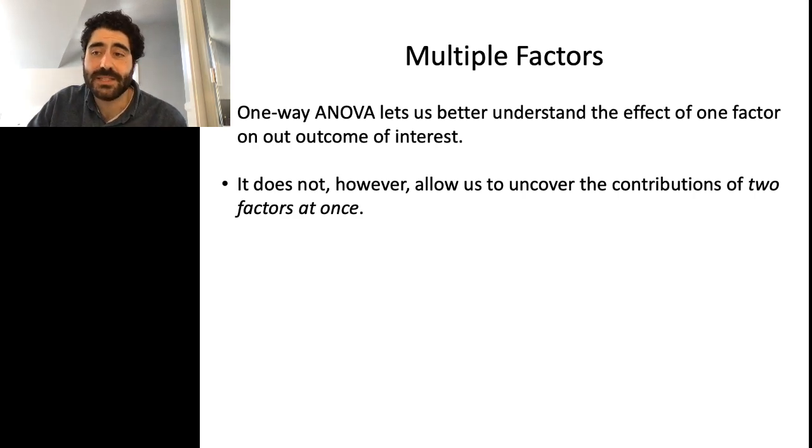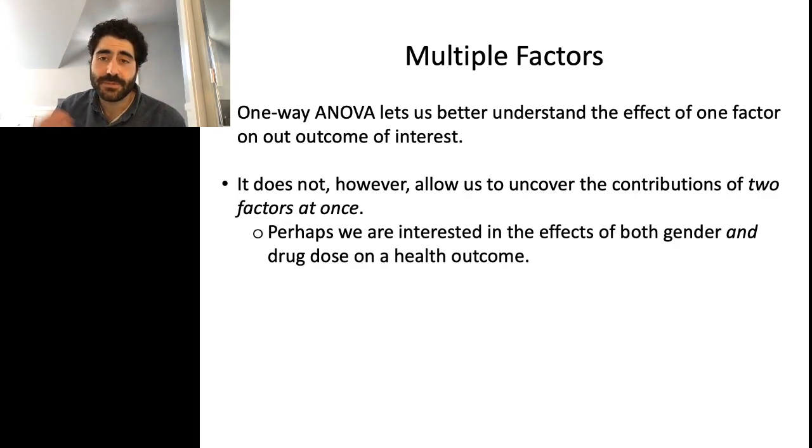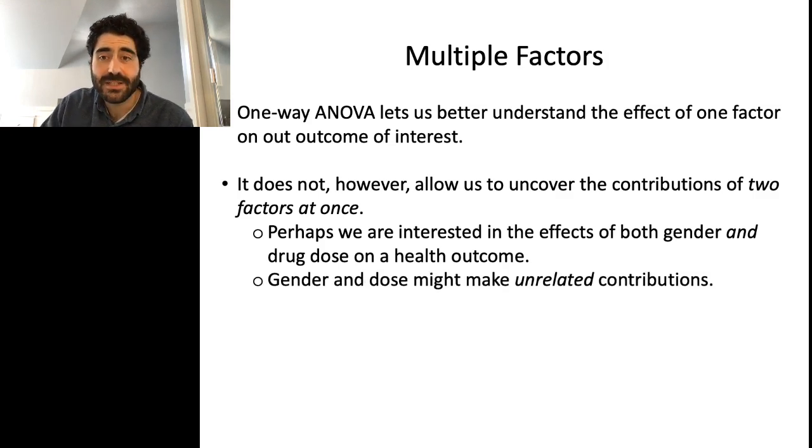So for example, imagine that for each person, we have some kind of scale measure of some health outcome, and we know two things about these people. We know what drug dose they were randomly assigned to, and we know their reported gender, right? So now we know two different things about these people. And what we want to know is, first of all, whether there's some impact on people's outcomes that's related either to their drug dose or to gender.